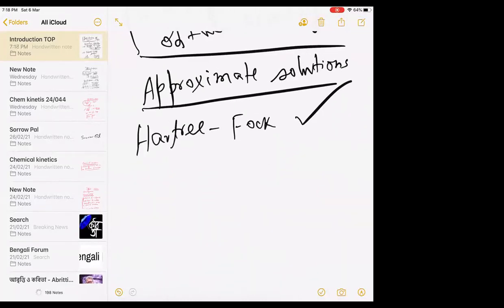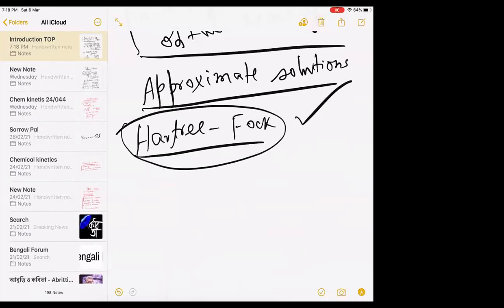But then, unfortunately, it is not good enough. This is easy to do, and you will realize it is probably as easy as any DFT. But the problem is that it is not good enough. The error that you have in the Hartree-Fock is pretty bad.